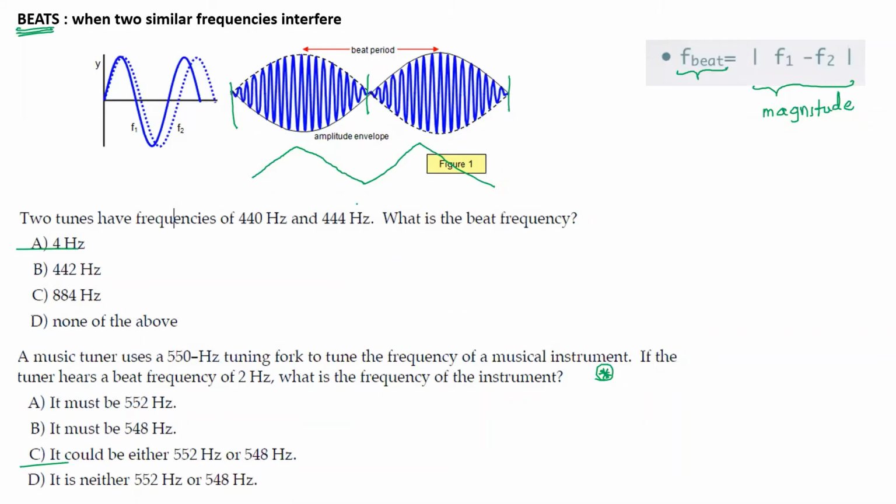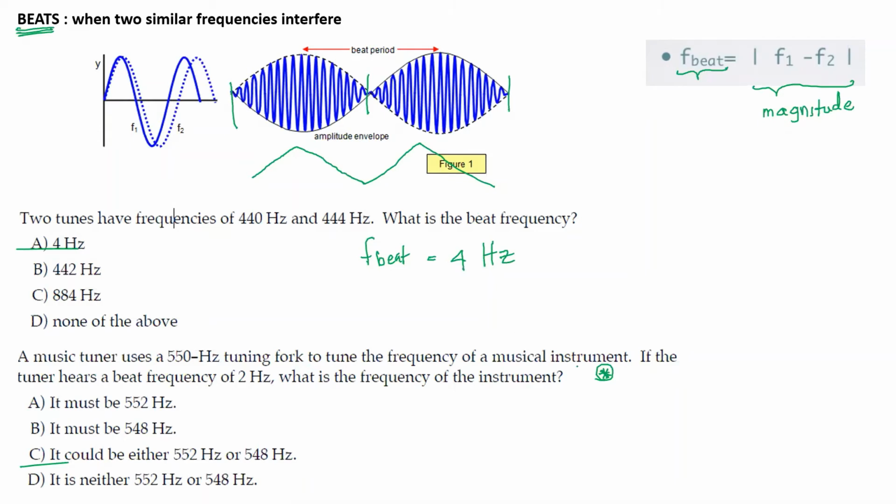So two tunes have frequencies 440 and 444. They're very close, right? So the beat frequency will be the difference between the two, just the magnitude. What's the difference between 440 and 444? It is 4, right? So you just put the number. So it is 4.